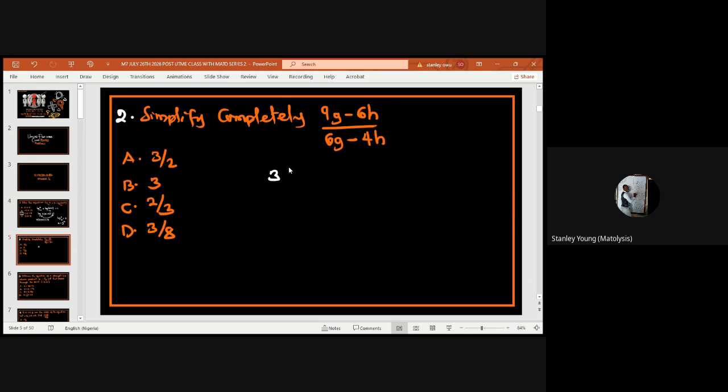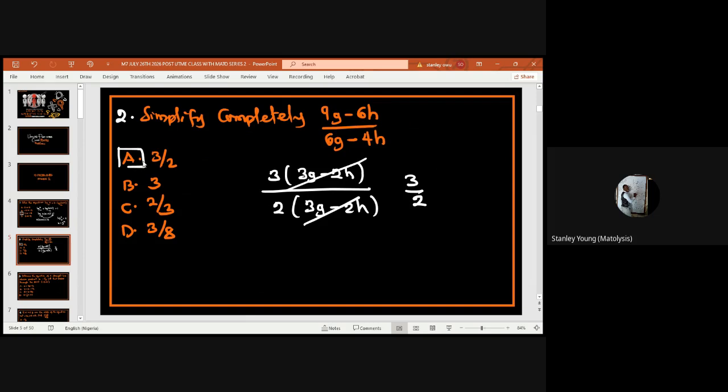That's 3. 3 into 3g minus 2h, and divided by the denominator, which has a common factor. So we have 2 into the bracket of, we still have 3g minus 3h. So this is enough to tell you that this 2 cancels out. The final answer is 3 over 2. So we have option A.